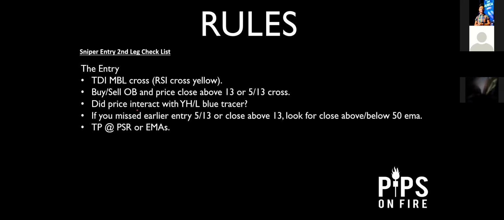This is very important. Did price interact with yesterday's high or low? There is an indicator, which is your daily high and low. It's also called the blue tracer. Okay, this is basically showing you the previous day, right? The Y is yesterday's high or low. Did price interact with it?